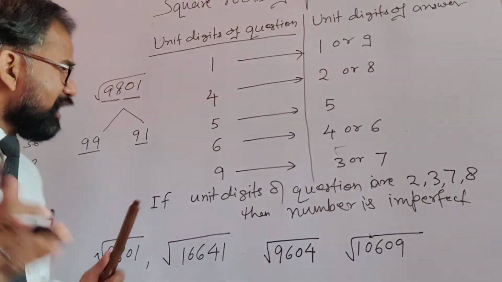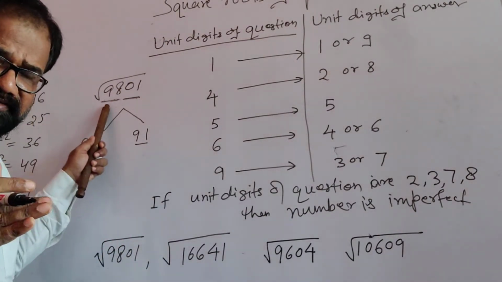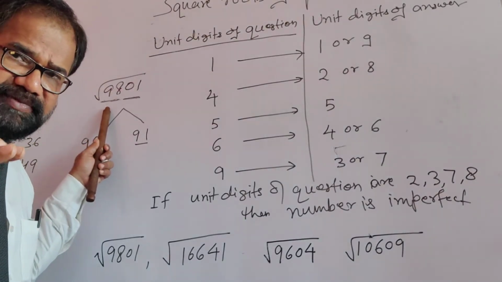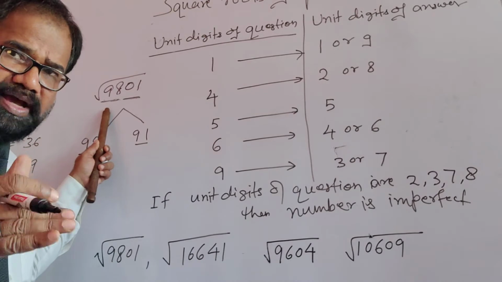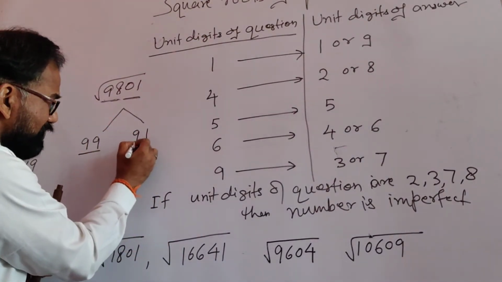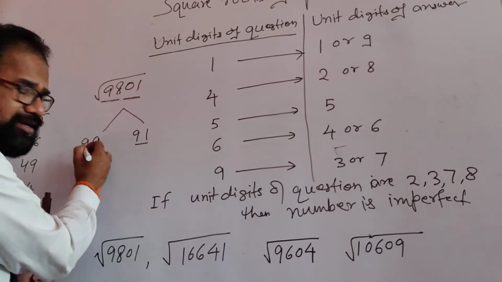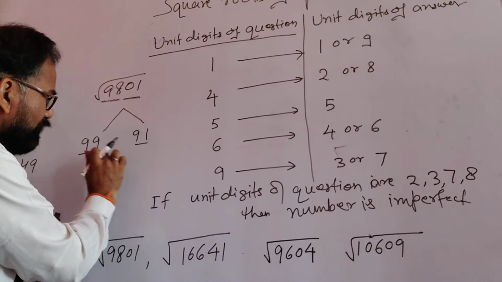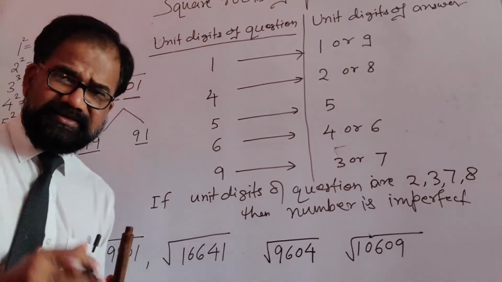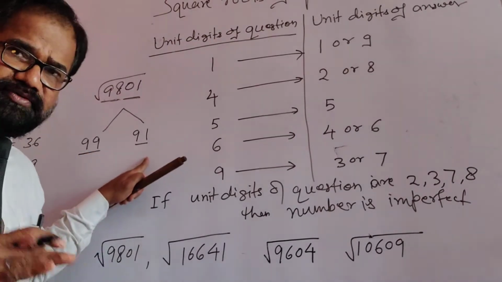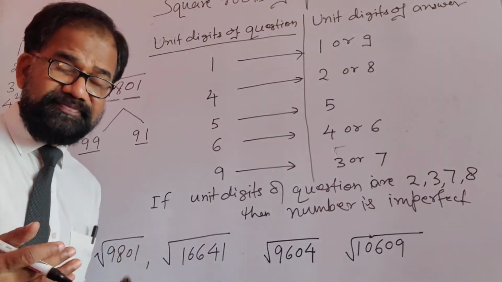Now, the perfect square which is less than 98 is 81, right? And 81 is the square of 9. So now you write 9. Now two possibilities are there. Your answer may be 91 or your answer may be 99. Now which one is correct?